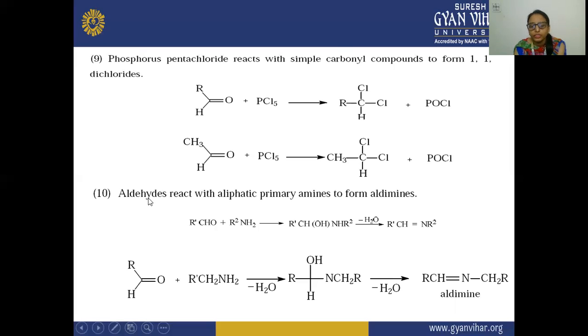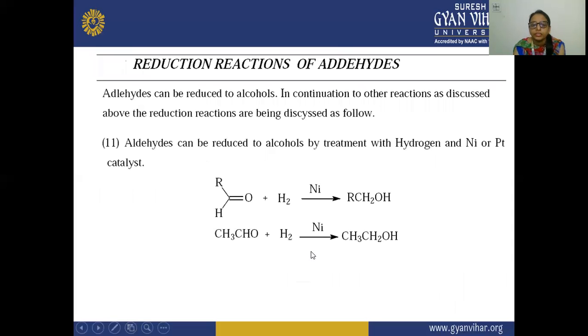Next is your 10th reaction, that is the aldehyde reacting with aliphatic primary amines, and there is a formation of imines. So here the aldehyde is reacting with this primary amine, and there is a formation of this imine. This is an aldehyde, and this is reacting with the primary amine, and there is a removal of the water molecule. After that, this product is formed here. From this intermediate, the water molecule is removed out, and there is a formation of this alkene.